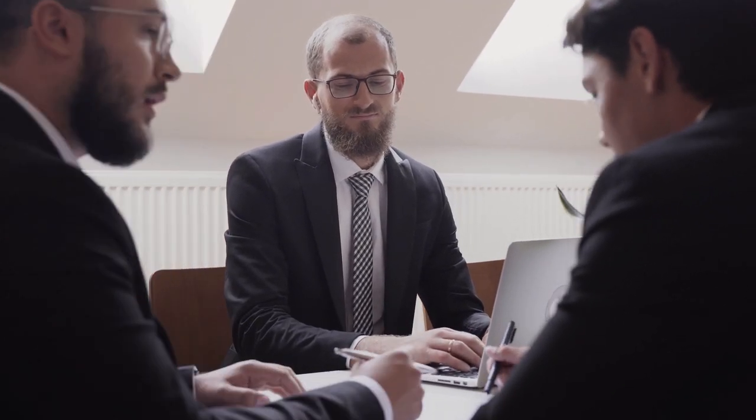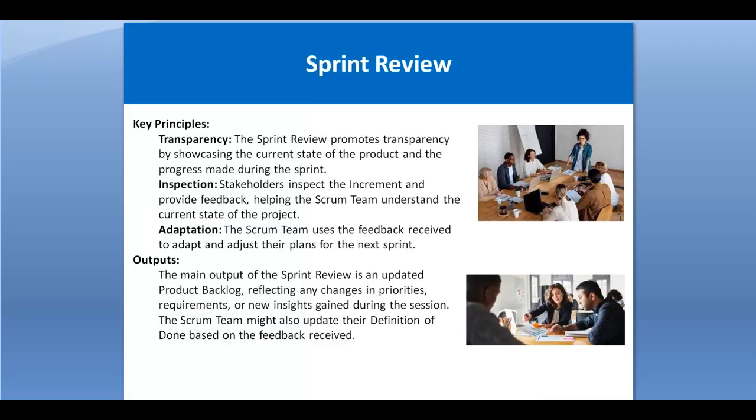Adaptation means the Scrum team uses the feedback received from the customer, from the product owner, and other stakeholders, like from the business team, and adjusts their plans for the next sprint as well. For example, whatever feedback has been received, they can adjust it in the next sprint.